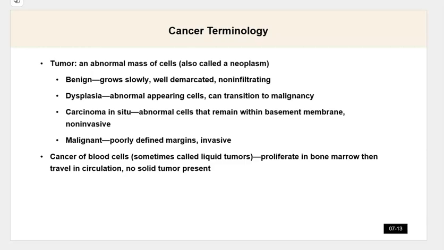You can have a benign tumor, or you can have a malignant tumor. You can also have dysplasia, which is where the cells are showing some abnormality, but they're not yet a cancer or malignancy. Then we can also have carcinoma in situ. So it is a cancer, but it hasn't invaded. It hasn't leaked out of the basement membrane yet. And then we can have cancer cells of the blood and bone marrow.